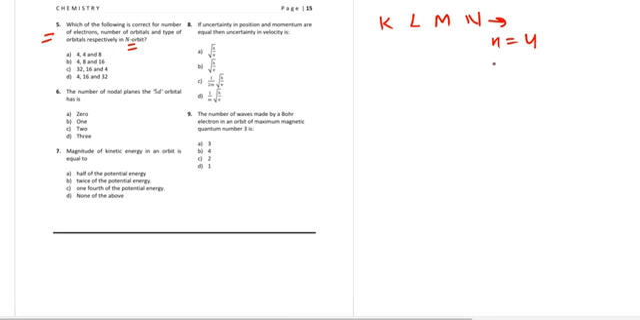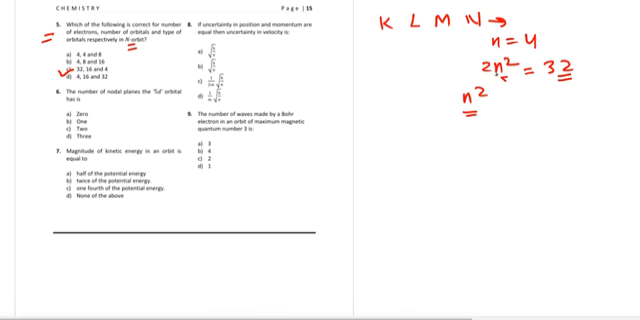So the total number of electrons will be 2n square, which will be 32. So the total number of electrons will be 32. So directly you can say the answer is C. We can solve for the number of orbitals. The number of orbitals will be n square, because in one orbital you can have a maximum of 2 electrons.